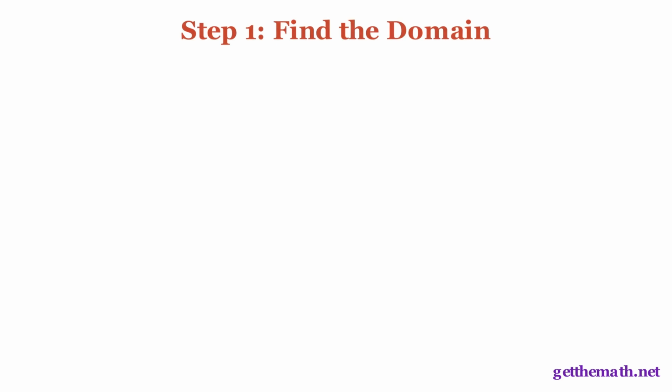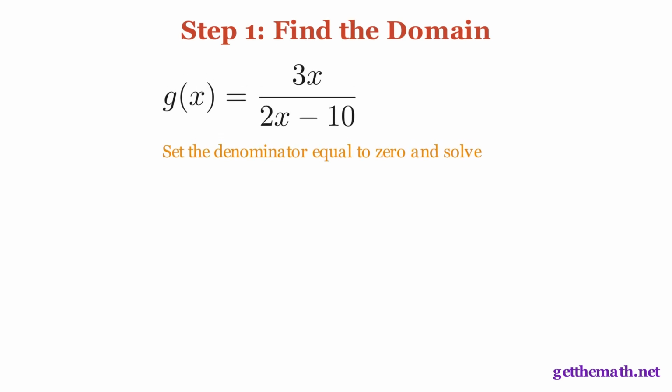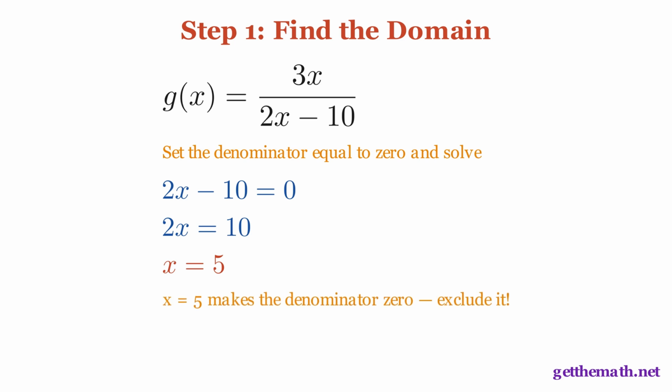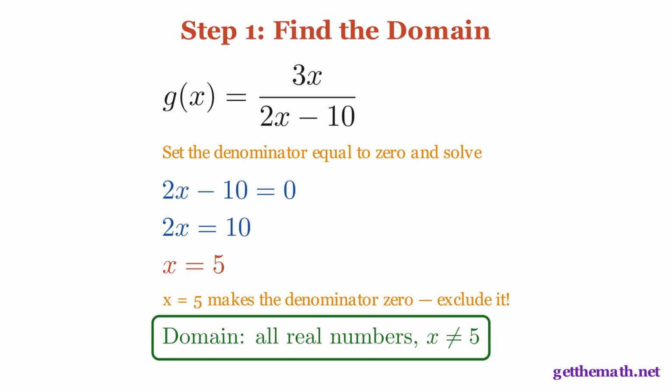Step 1. Find the domain. We start by setting the denominator equal to 0 and solving. 2x minus 10 equals 0. Add 10 to both sides, 2x equals 10. Divide by 2, x equals 5. Since x equals 5 makes the denominator 0, we must exclude it. The domain is all real numbers where x does not equal 5.